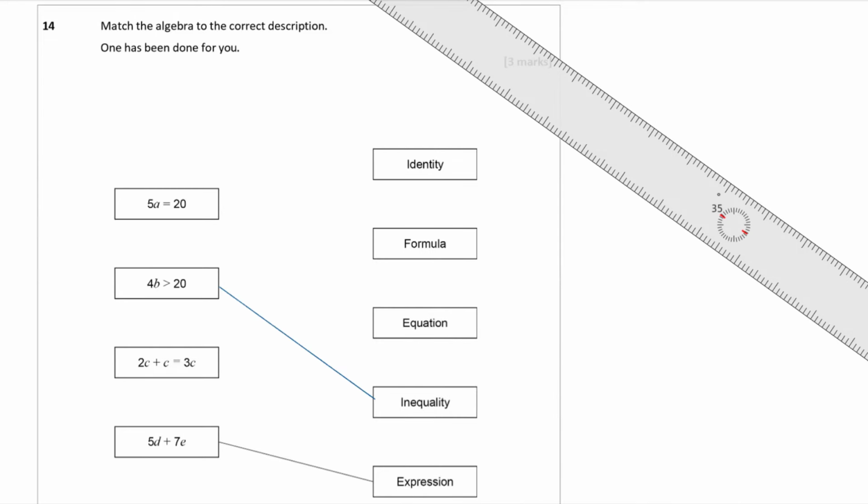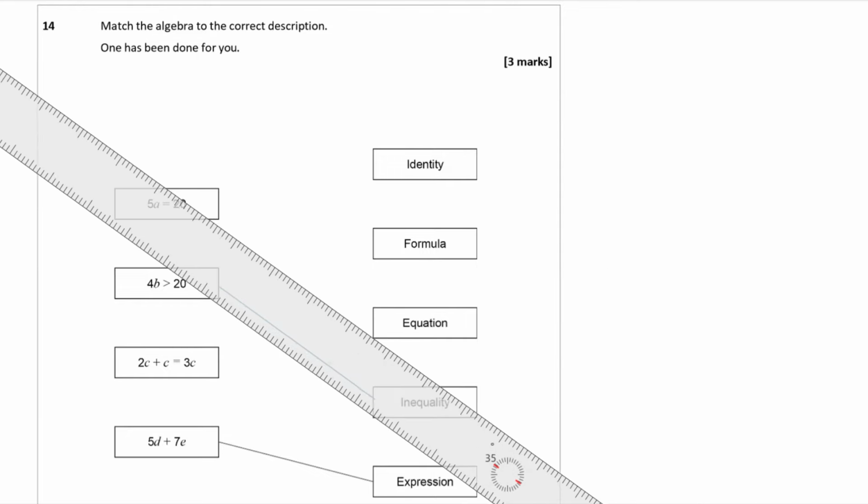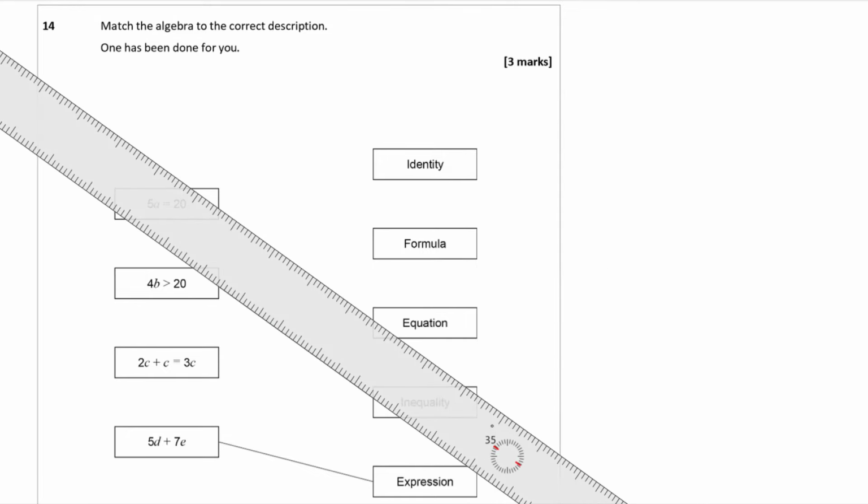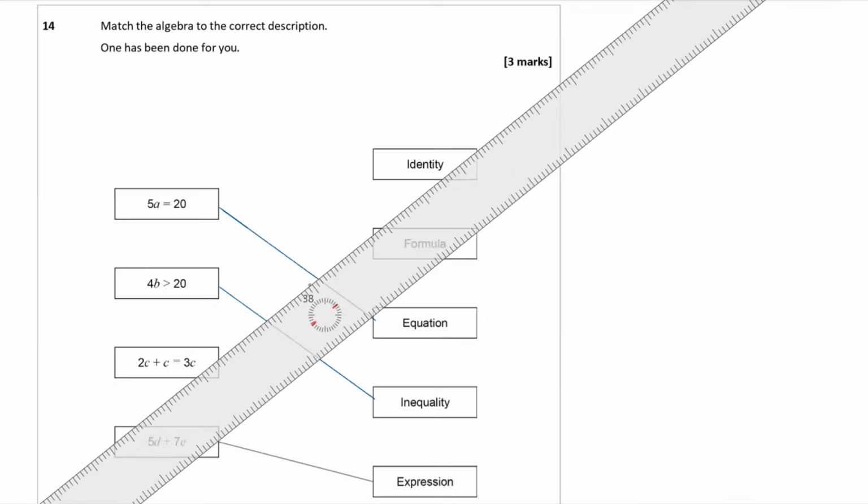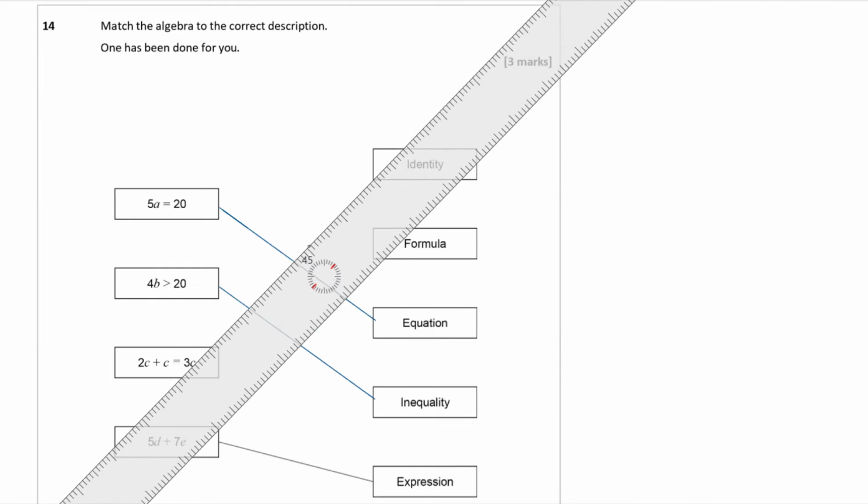And then what else have I got? I've got 5a equals 20, and I've got 2c plus c is equal to 3c. Now, both of them have got equal signs in, so you'd think they might be an equation. They're not a formula because they've only got one letter in them. So they're either an equation or an identity. Now, I'm going to say that 5a equals 20 is an equation, and 2c plus c is equal to 3c is an identity.